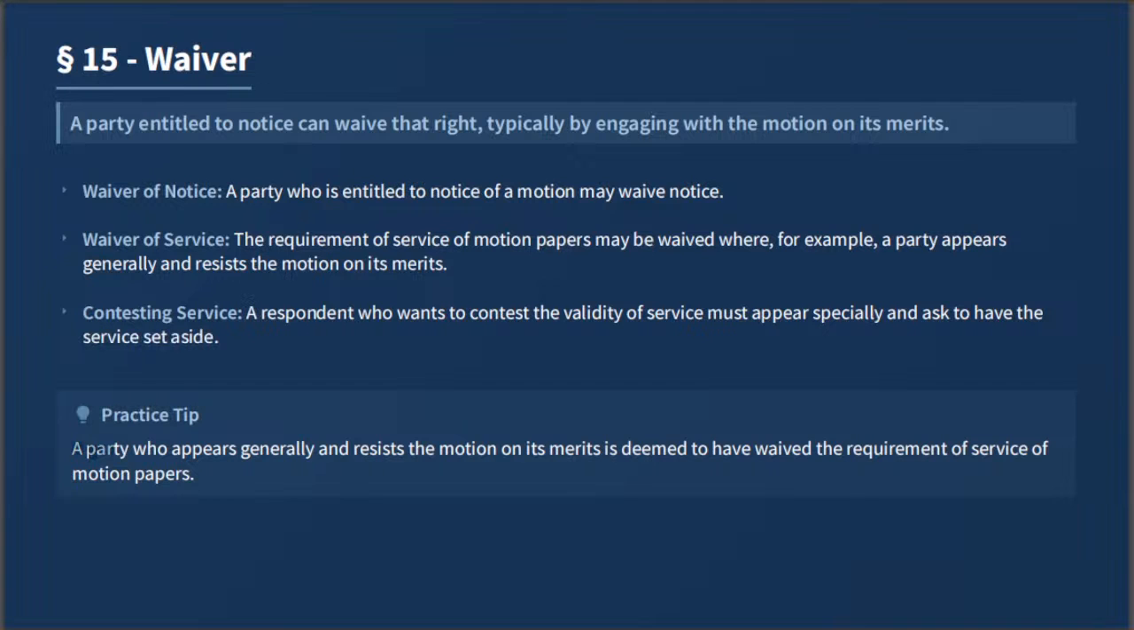Practice tip: a party who appears generally and resists the motion on its merits is deemed to have waived the requirement of service of motion papers. So probably the best nugget of this whole presentation right there.